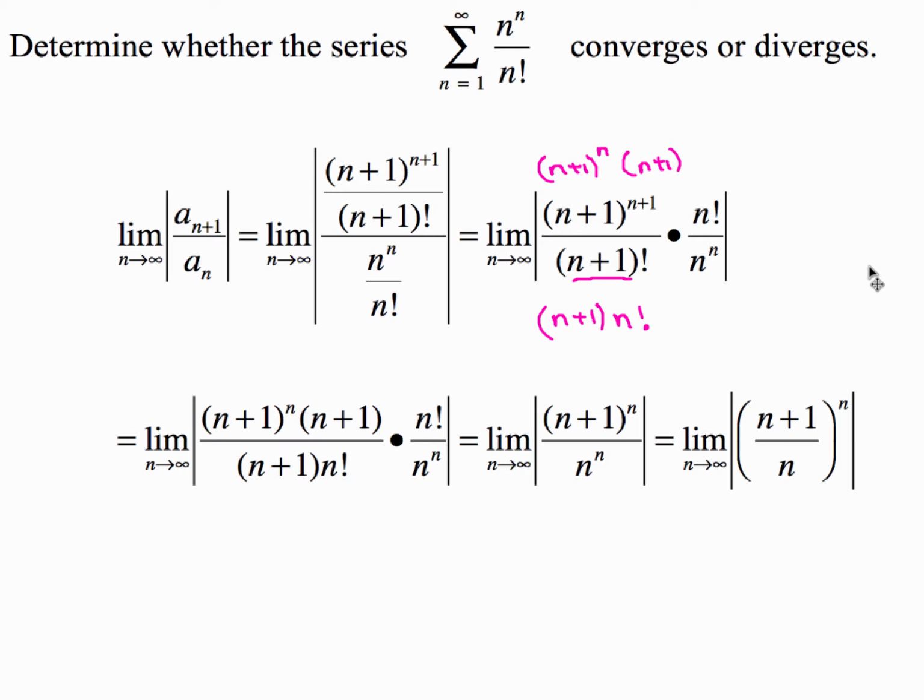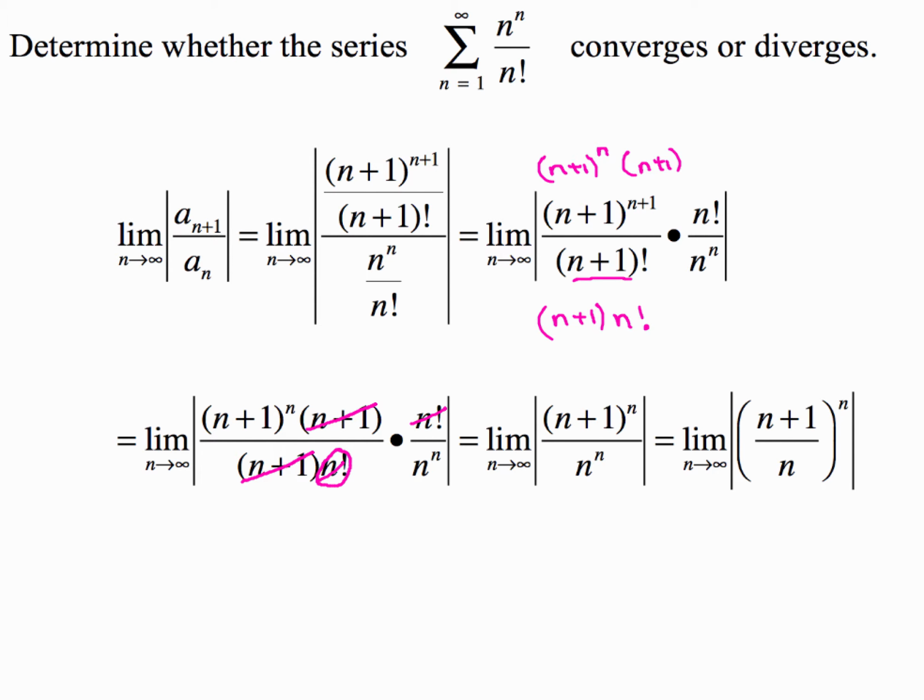Now, why do we want to do that? Well, check this out. Our n factorials, boom, boom, they're gone. And then we have this n plus 1 factor in the numerator and the denominator that also cancel out. So this is going to look a lot nicer algebraically, because then we just have n plus 1 to the nth power in the numerator over just n to the nth power.